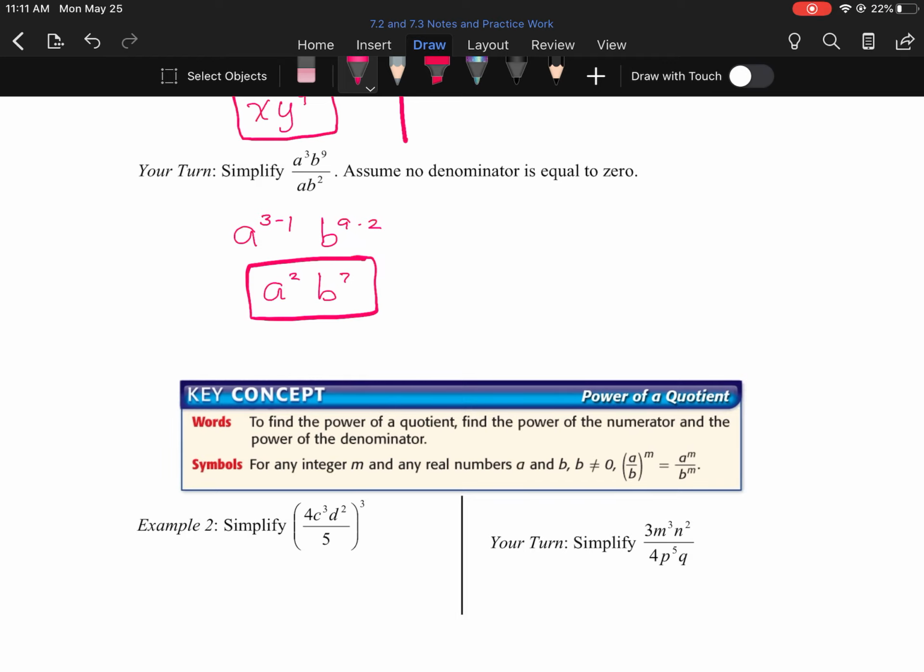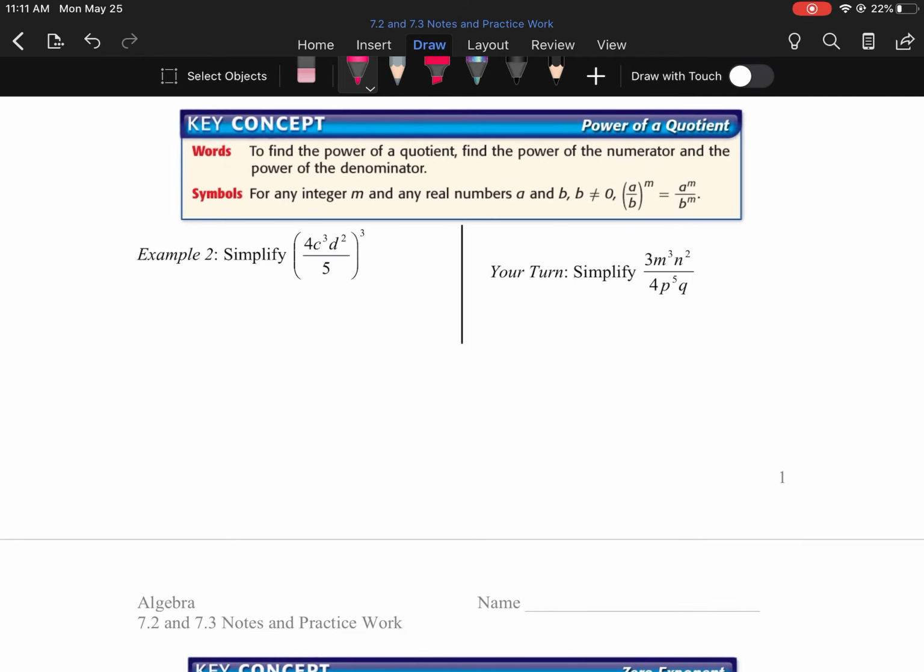Now we have power of a quotient, and this reminds me of the power of a product rule. What it says is if you have that exponent outside and a bunch of different things being multiplied together inside, that cube needs to go to everything in the numerator, just like before, but also everything in the denominator. So it's still sort of like that distributive property for exponents. To find the power of a quotient, find the power of the numerator and the power of the denominator.